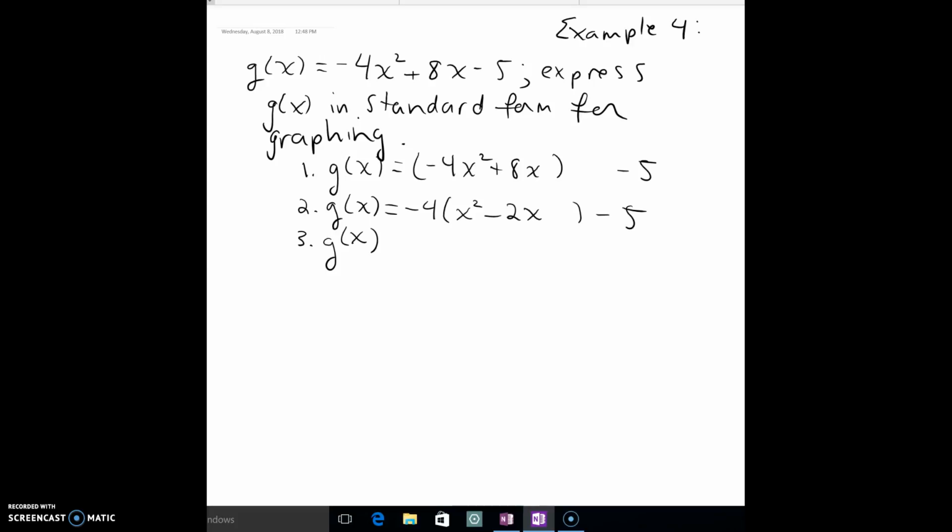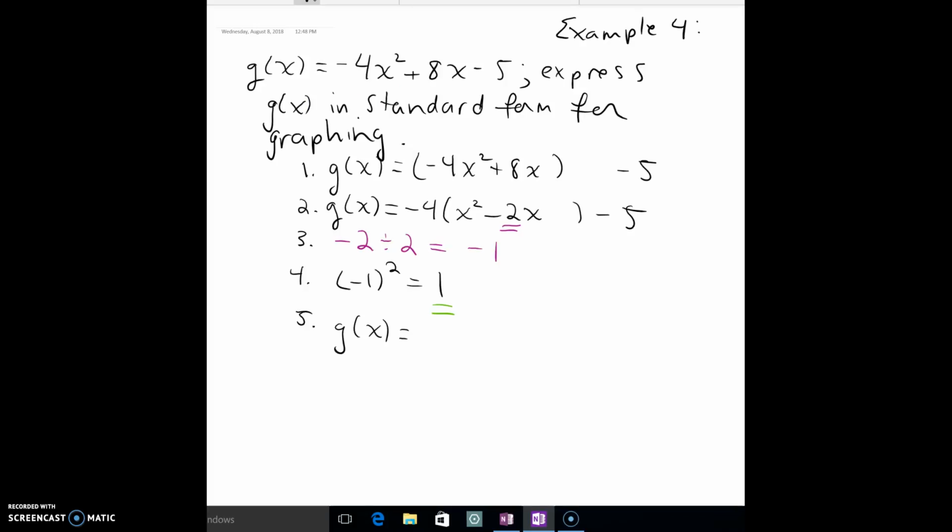Now step 3 says divide the new coefficient of x by 2. So our coefficient of x right now is negative 2, and when we divide that by 2, negative 2 divided by 2, we get negative 1. Then step 4 says to square that number from step 3. So negative 1 squared is the same thing as saying 1. Step 5, add the result of step 4 inside the parentheses. So this 1 that we just found, we're going to add that inside the set of parentheses.